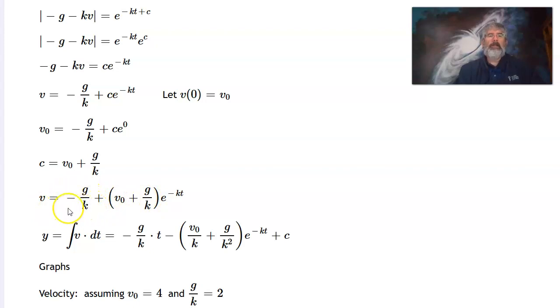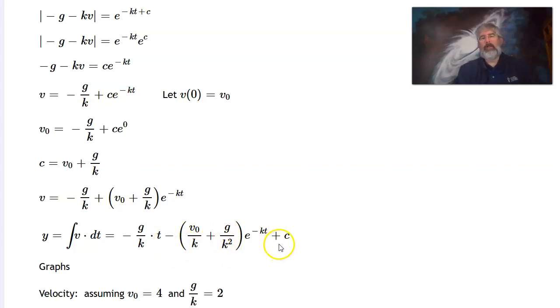Okay. So now that you have a velocity function, you can find the antiderivative to get a height function, a position function, right? So doing the integral of the velocity, we get this. So this part here is just the minus g over k times t, and then for this exponential we do a u substitution with u equal to that exponent, so you end up with an extra minus 1 over k in the denominator, so the v0 over k and the g over k squared, and the minus sign I left out in front there.